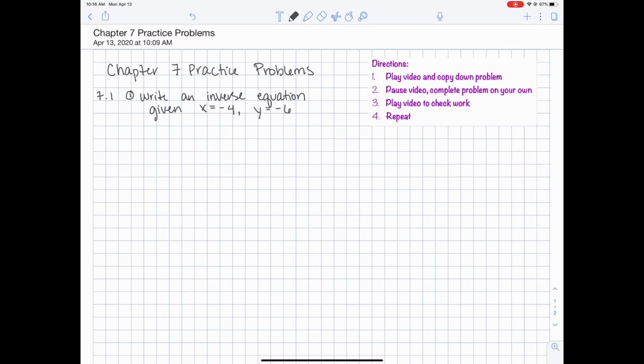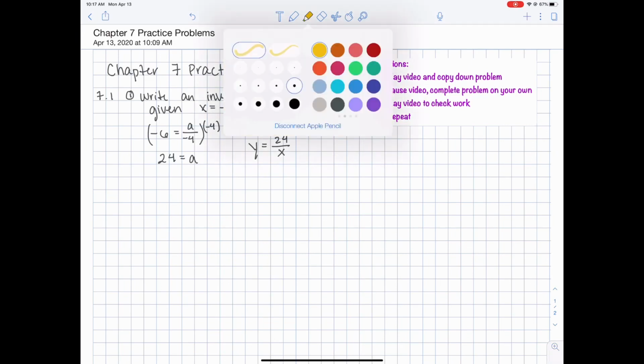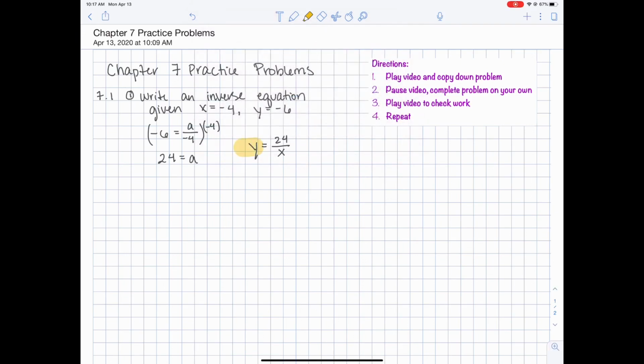Okay, so we are going to set this up as -6 is equal to your constant over -4. We're going to solve for that constant by multiplying by -4. And we get that 24 is equal to a, meaning that our equation is y is equal to 24 over x, and this is our final answer right there.